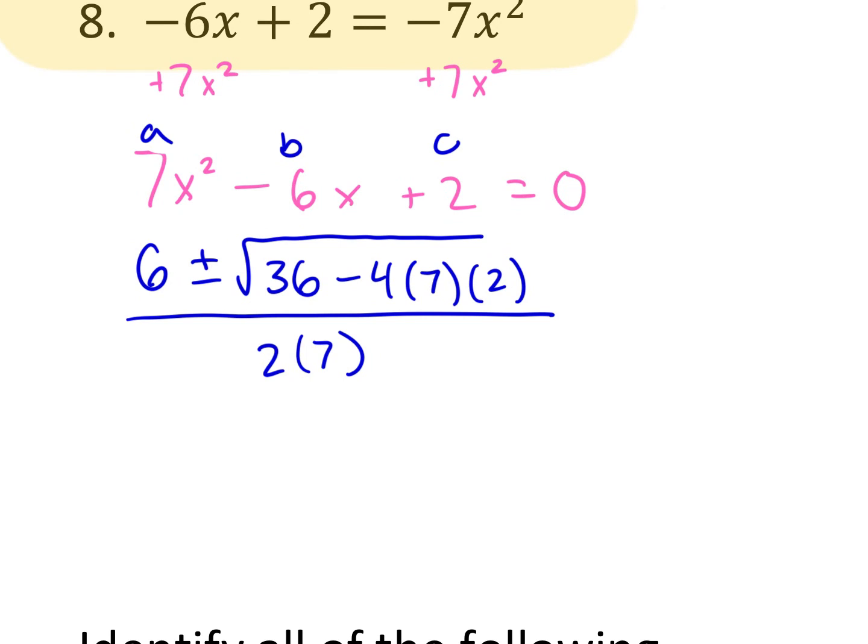So inside my square root, when I simplify, 4 times 2 would be 8, and 8 times 7 is 56. So 36 minus 56 would be negative 20. So I have 6 plus or minus the square root of negative 20 over 14. What should I do next?